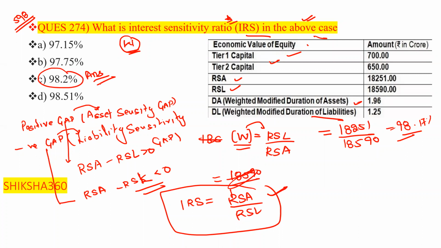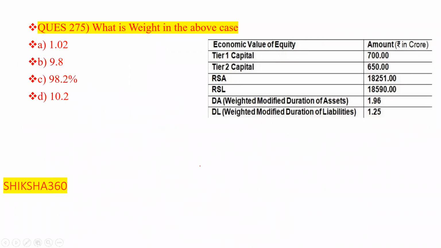Okay, so this one is our answer. Clear? That is RSA upon RSL, the interest rate sensitivity. Now move to the next one.